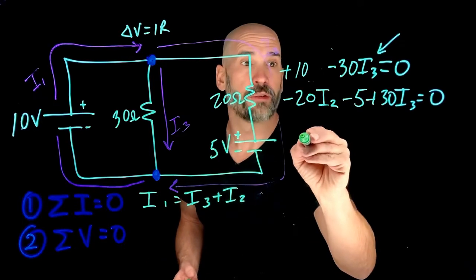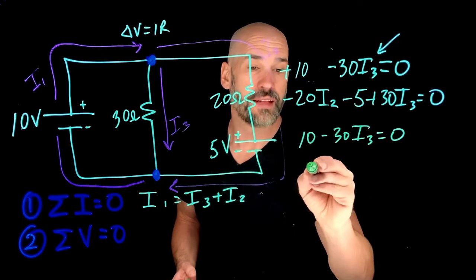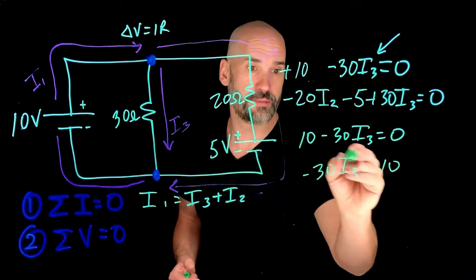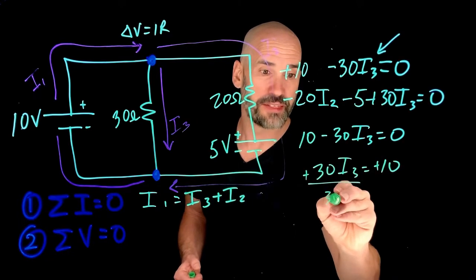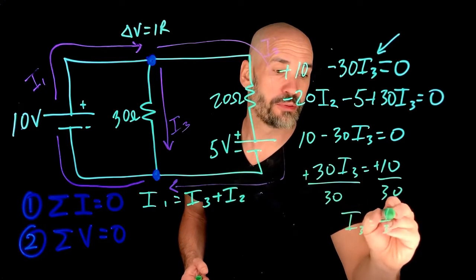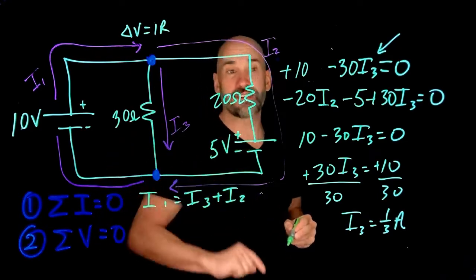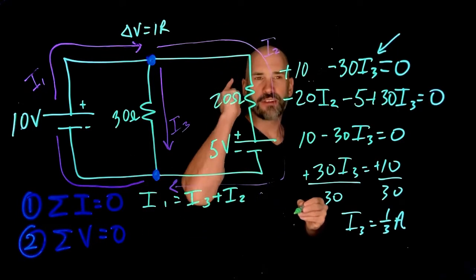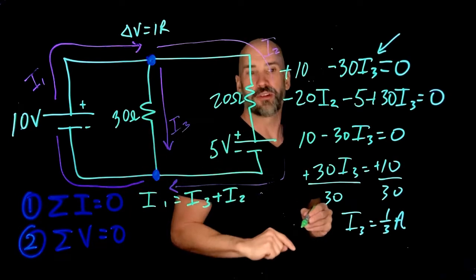So if we have 10 minus 30 I3 equals 0, then that means 30 I3 equals negative 10. Negative, right? Negative, subtract negative. They both become positive. Divide both sides by 30, right? I3 is just equal to 1/3 amps, or 0.33 amps, right? We now have the current through that resistor. How cool is that? From these 2 simple laws, very, very smart physics people from the 19th century figured out what the current through there must be.